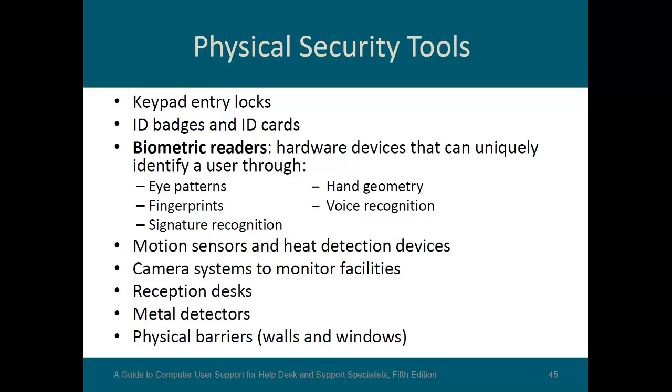Some security tools: you've got keypad entry locks. These are physical security tools, ID badges and cards, biometric readers. All different types are out there now. Motion sensors, camera systems, reception desks, metal detectors, and physical barriers. Sometimes the best physical security tools are pretty basic, such as physical barriers, walls and windows, or a receptionist.